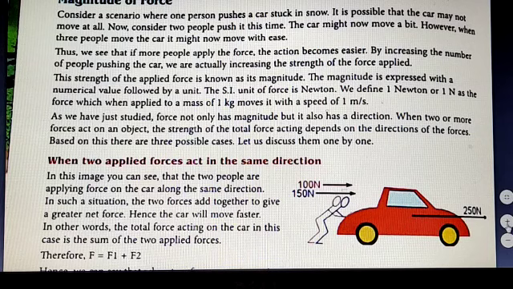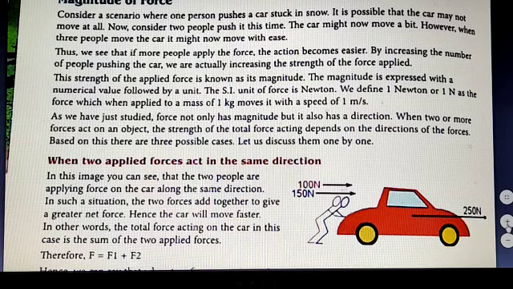So when one person has to push any heavy object, it's difficult. But if 4 or 5 people push the object, then it's easier. So magnitude actually means resultant force. A few examples are given in your book.